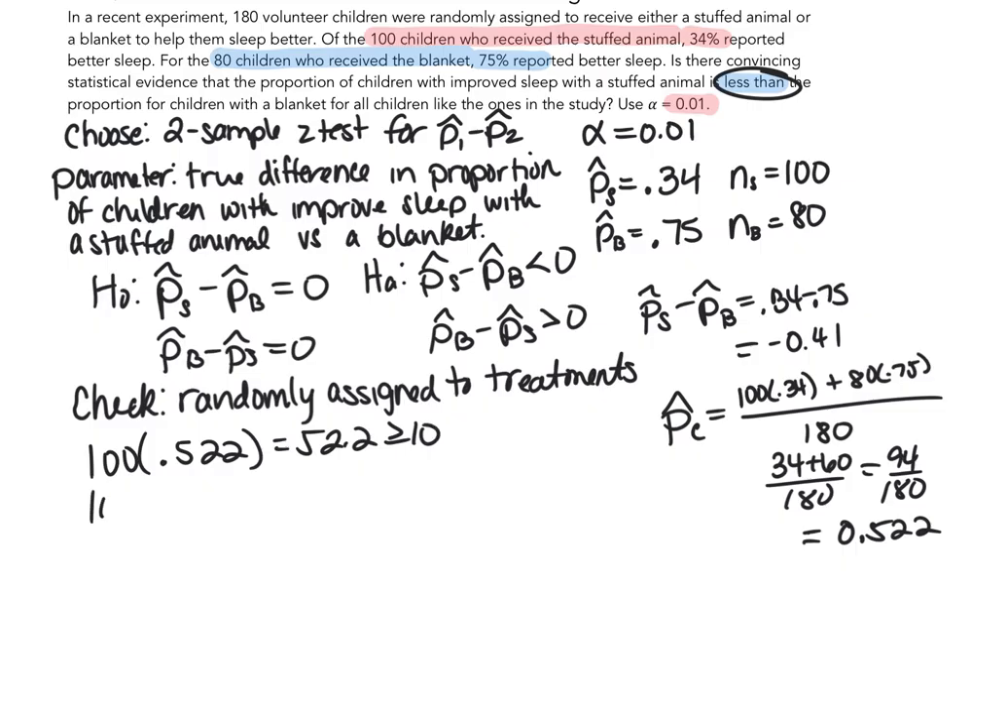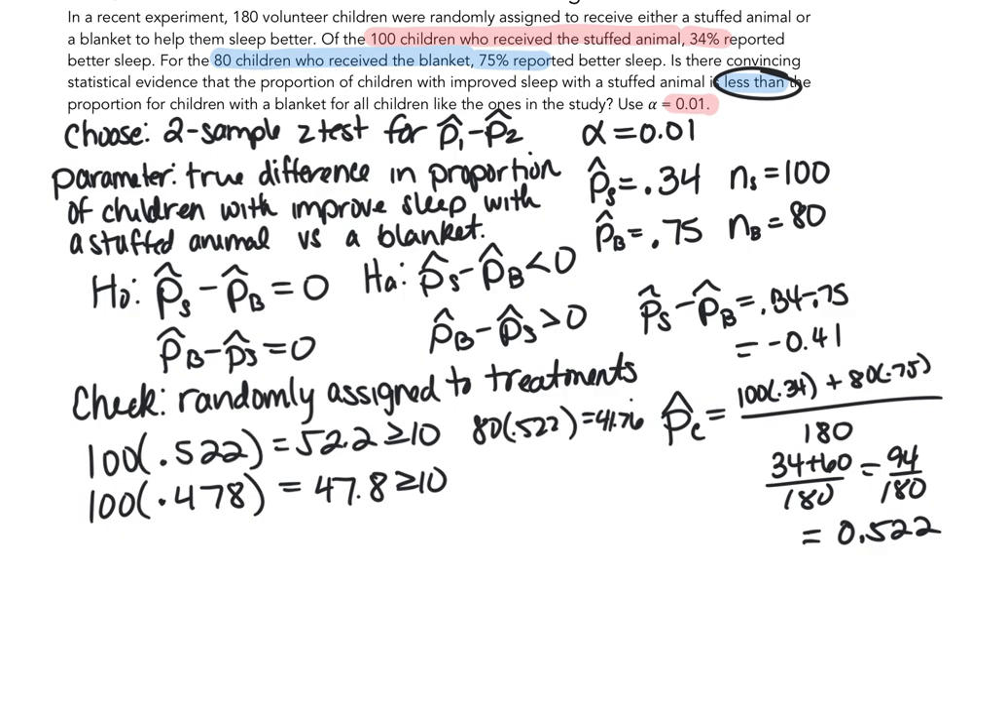10, and 100 times 1 minus 0.522. I'd like to actually do the math. 0.478 equals 47.8, greater than or equal to 10. And then we'll do it with 80 times 0.522, which is 41.76. That's greater than or equal to 10.